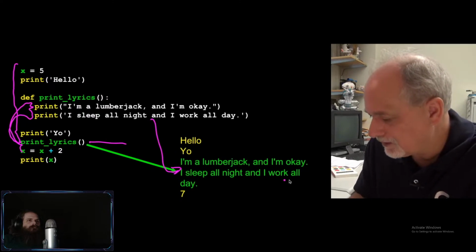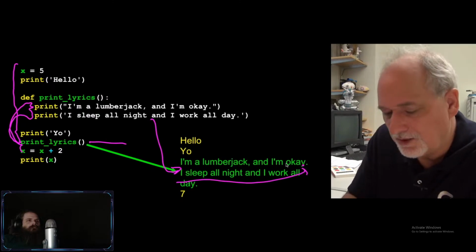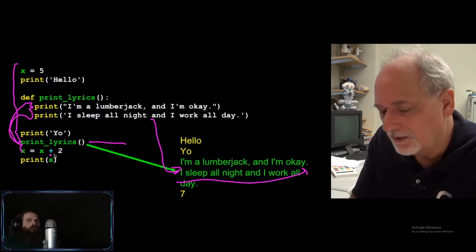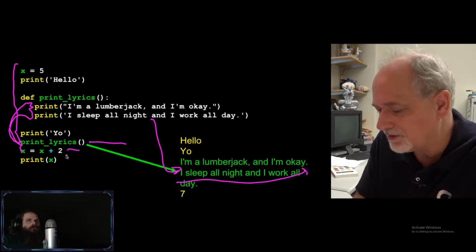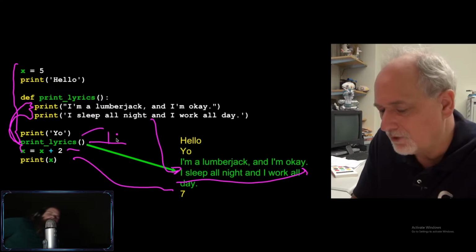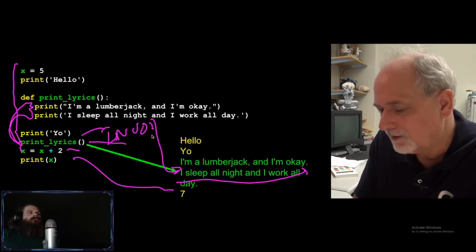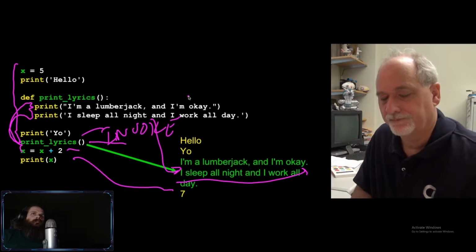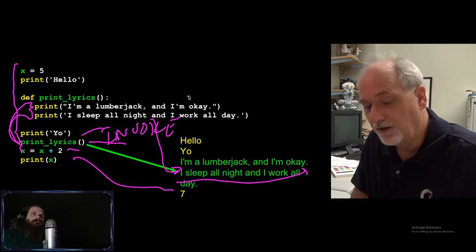And then x equals x plus 2, which makes it 7, and then prints out 7. Okay, so this is the invoke or call the function. Okay, you defined it, and then later you called it.